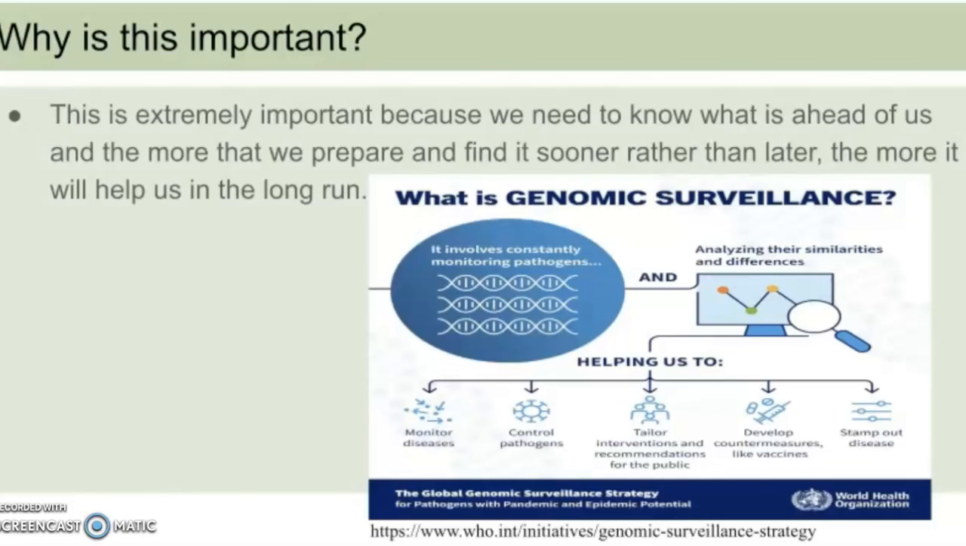Genomic surveillance is important because it will help scientists be more aware of the current state of the disease, which will help them better prepare for the future. This is extremely important because we need to know what is ahead of us, and the more we prepare and find it sooner rather than later, the more it will help us in the long run.